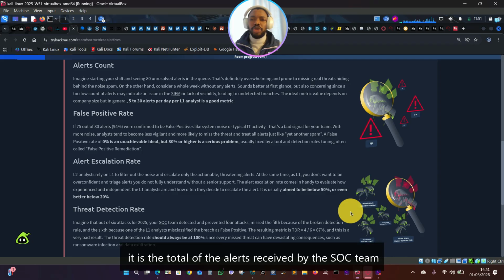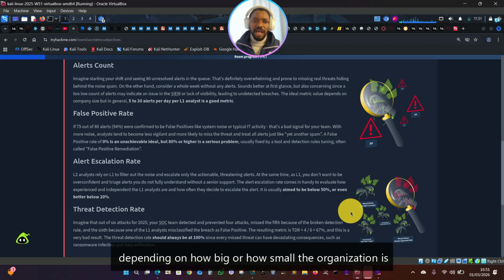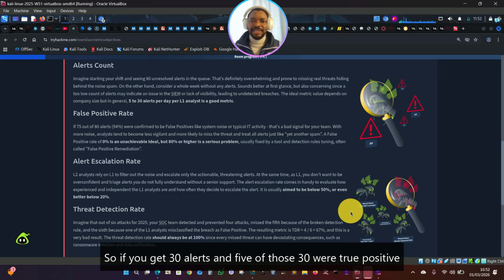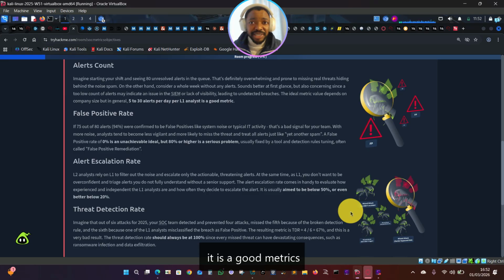Alert count is the total of the alerts received by the SOC team. So in some instances or in some offices, you can get 30 alerts per day, depending on how big or how small the organization is. So if you get 30 alerts and 5 of those 30 were true positives, and those true positives were captured, it is a good metric.